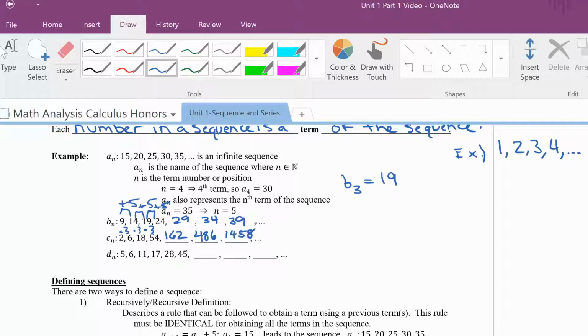And then for the next one, if you notice 5, 6, 11, 17, 28, 45, that one's a little different. But notice if I add 5 plus 6, I get 11. 6 plus 11 gives me 17. 11 and 17 gives me 28. 17 and 28, 45. 28 and 45 gives me 73. 45 and 73 gives me 118. And 73 and 118 gives me 191. So that's how I find those ones. So this one, it's basically the sum of the previous two terms.